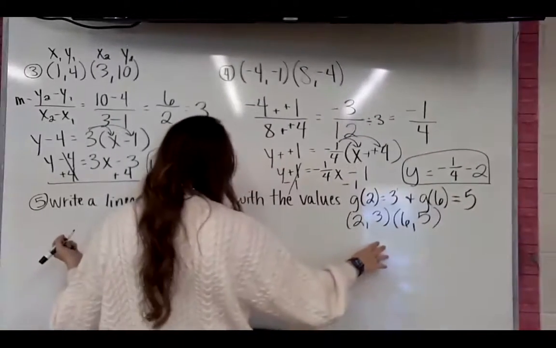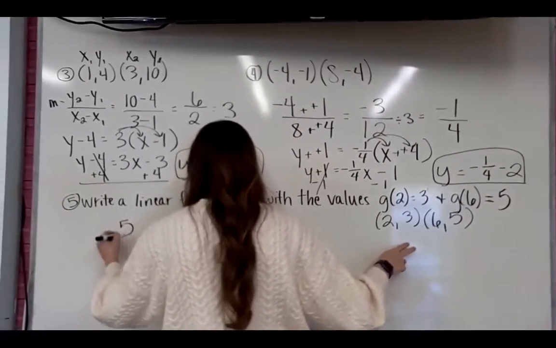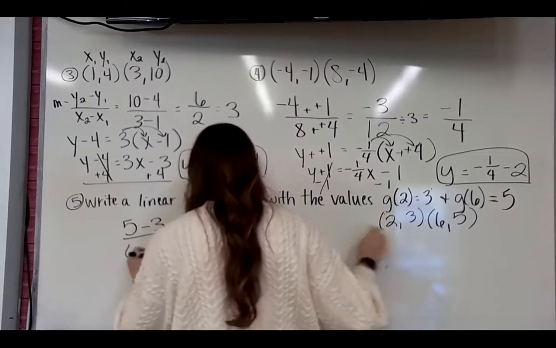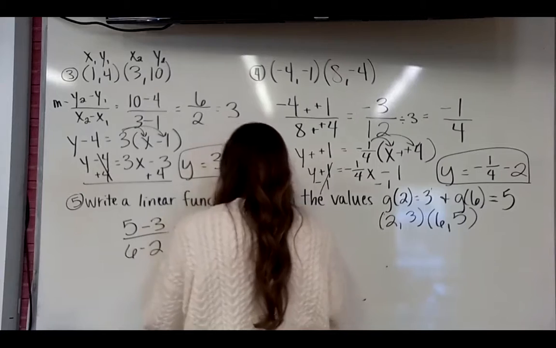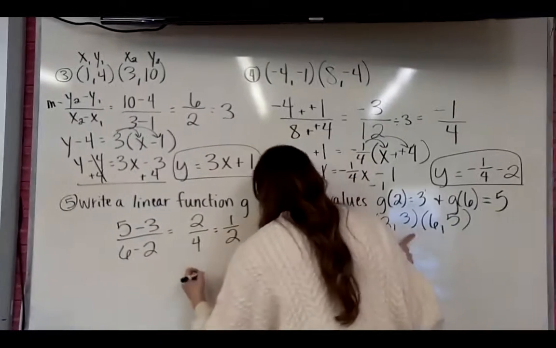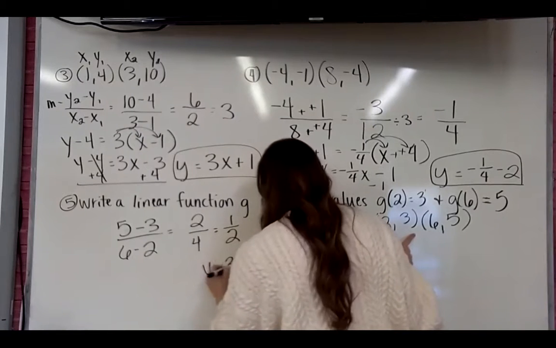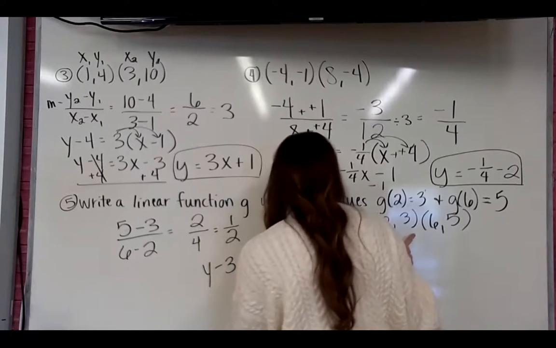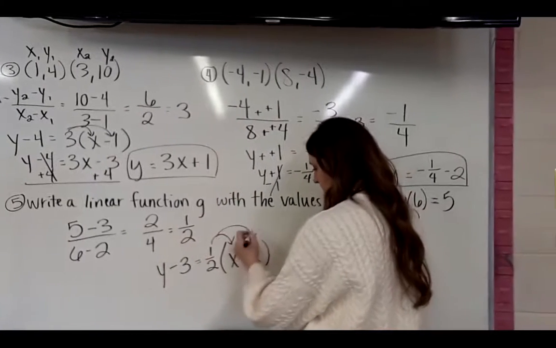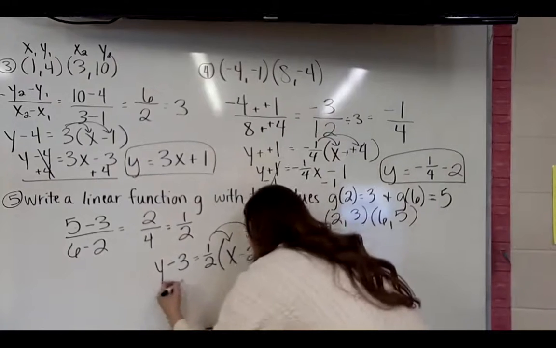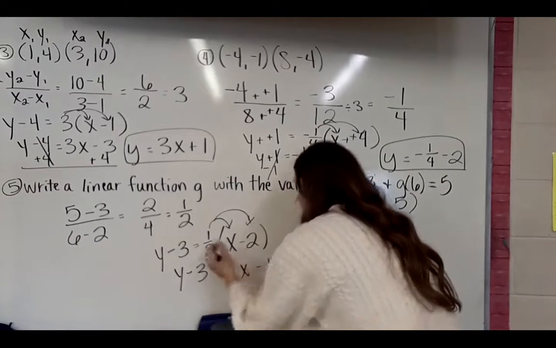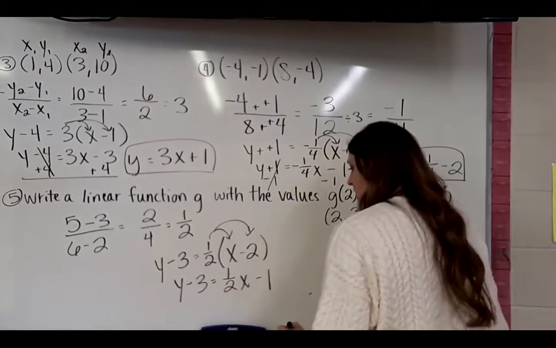I'm going to plug them into my slope formula. y2 minus y1 over x2 minus x1. 5 minus 3 is 2. 6 minus 2 is 4. That is 1/2. Then I come back using my first point. Y minus 3 equals 1/2 times x minus 2. Distribute. Multiply that 1/2 in. Y minus 3 equals 1/2 x minus 1. 1/2 times 2 is just 1.